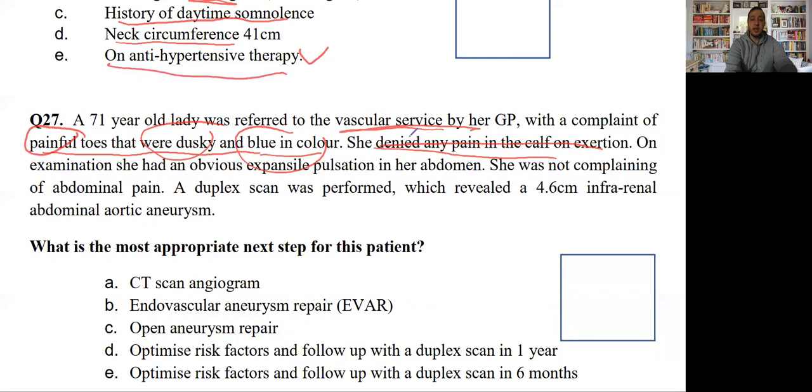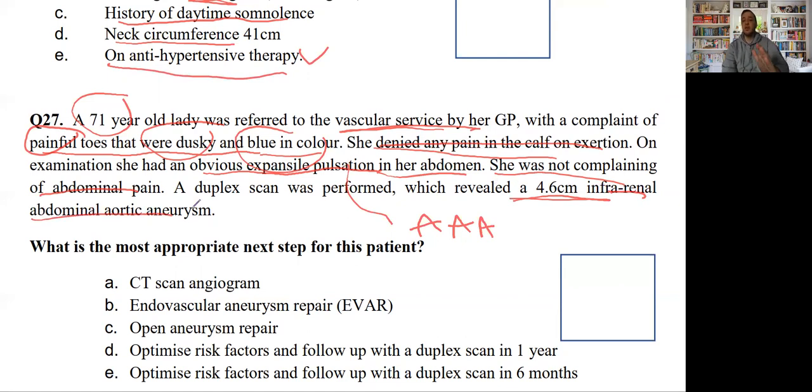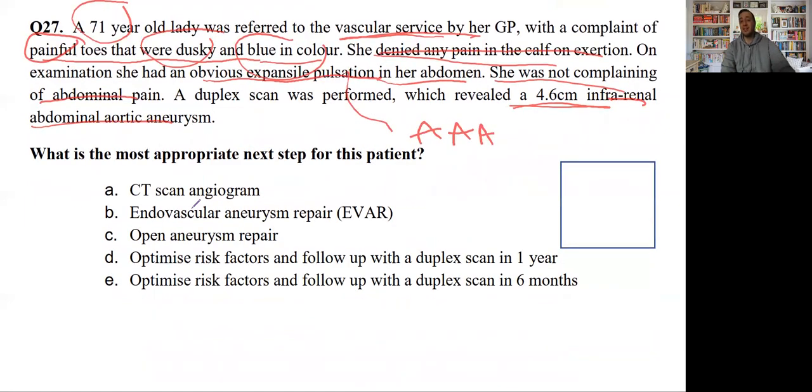On examination, she had an obvious expansile pulsation in her abdomen. So here we have expansile pulsation in her abdomen. This represents a sign of abdominal aortic aneurysm, and she is 71 years old, and in this age group they might have one of the risk factors of abdominal aortic aneurysm. It is the age. She was not complaining of abdominal pain. A duplex scan was performed, which revealed a 4.6 centimeter infrarenal abdominal aortic aneurysm. So the ultrasound showed a 4.6 centimeter infrarenal abdominal aortic aneurysm. What's the most appropriate next step for this patient?